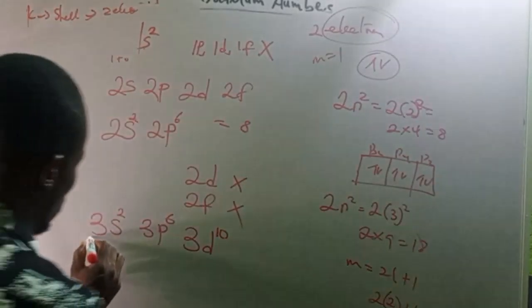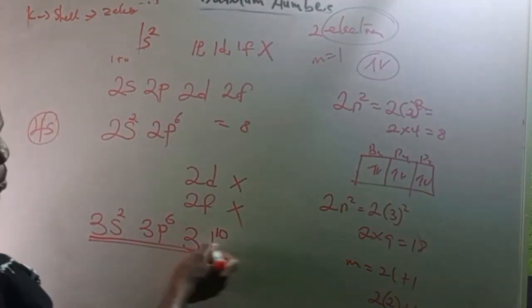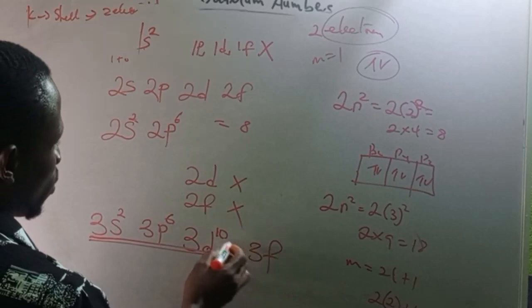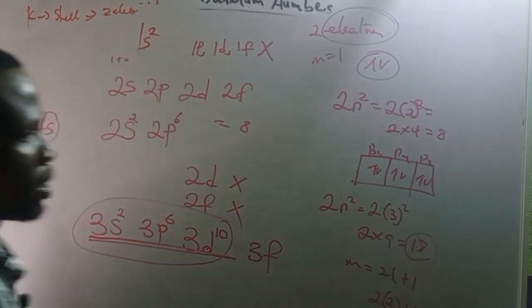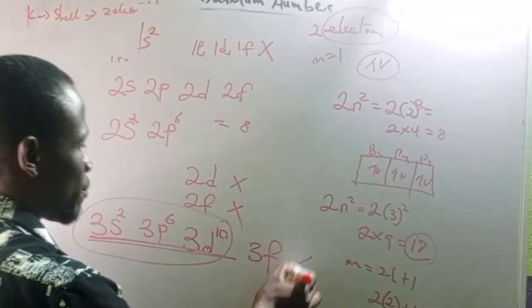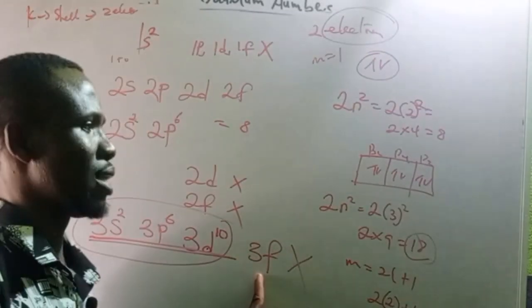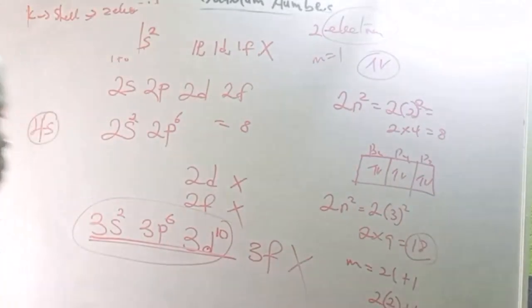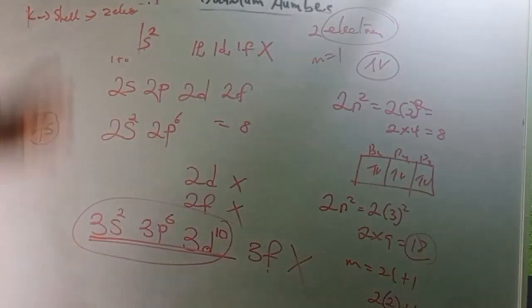So the third energy level can fill up to 3d, but 3f is forbidden because at 3d, the 18 electrons have been completely filled. So 3f is forbidden. No electron can fill the f orbitals of the third energy level. It goes like that.